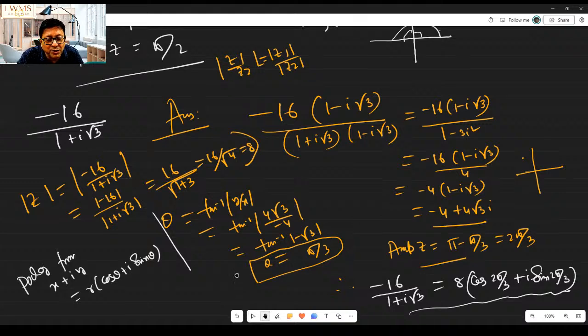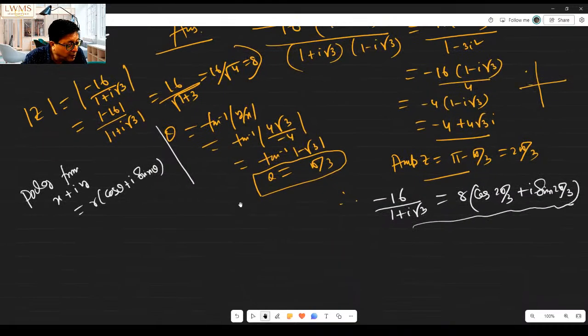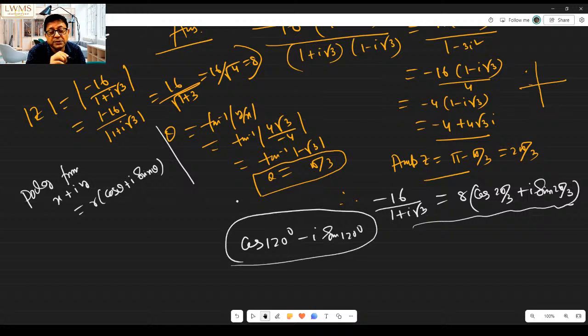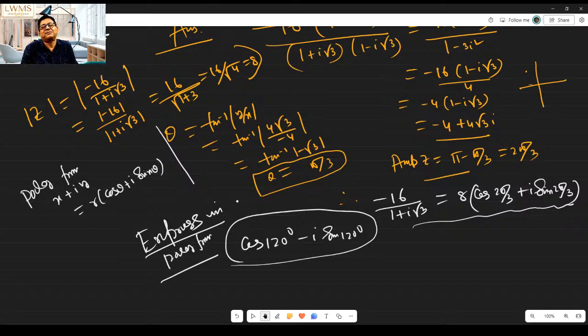Just I am asking one sum. Let's see what your answer is. Find the polar form of this complex number. Say I am asking: cos 120 minus i sin 120, expressed in polar form. This is the question given. Expressed in polar form. It is not in polar form. Never.